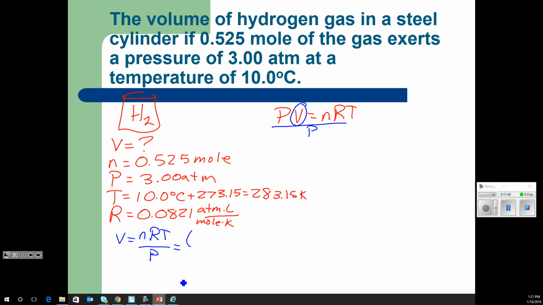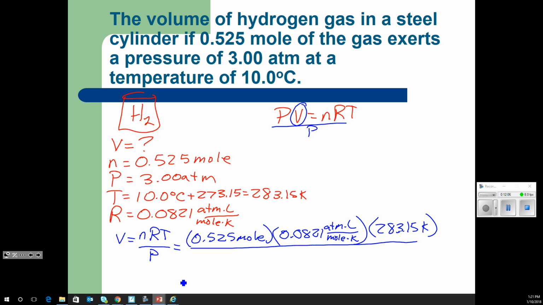So moles, 0.525 moles times R, 0.0821 atmospheres times liters divided by mole times Kelvin, times T, 283.15 K. Sorry, my pen starts to skip over that side of the board. Divided by P, which is 3.00 atm.